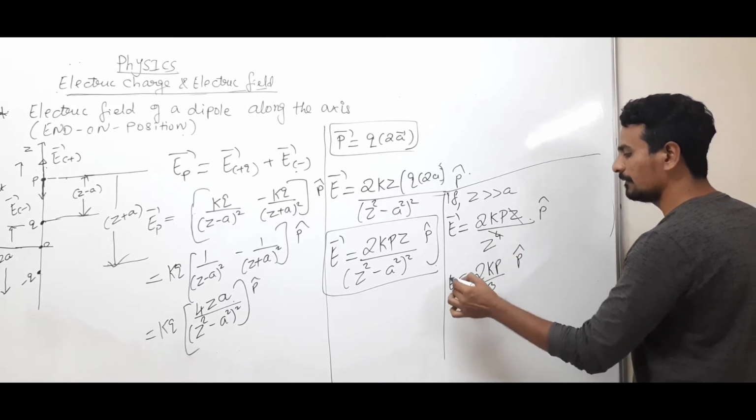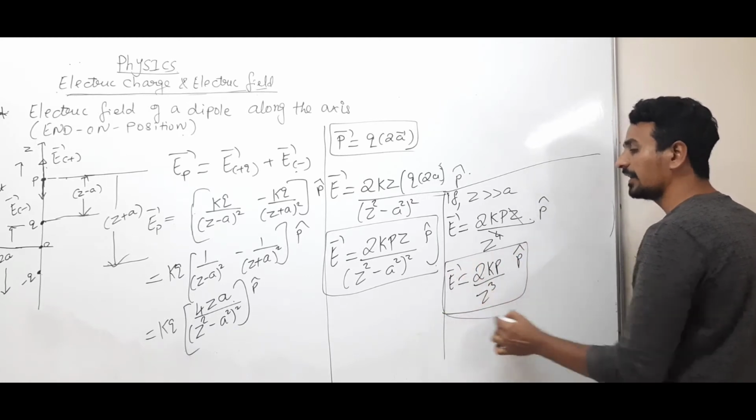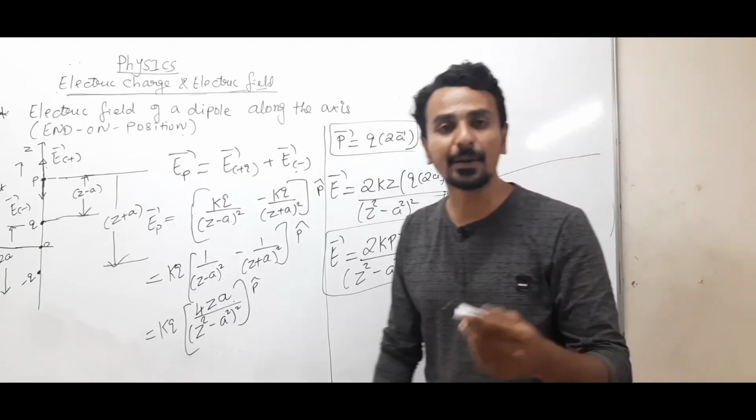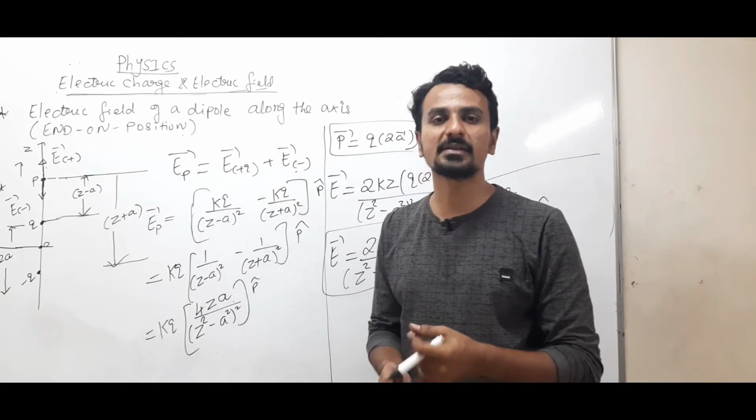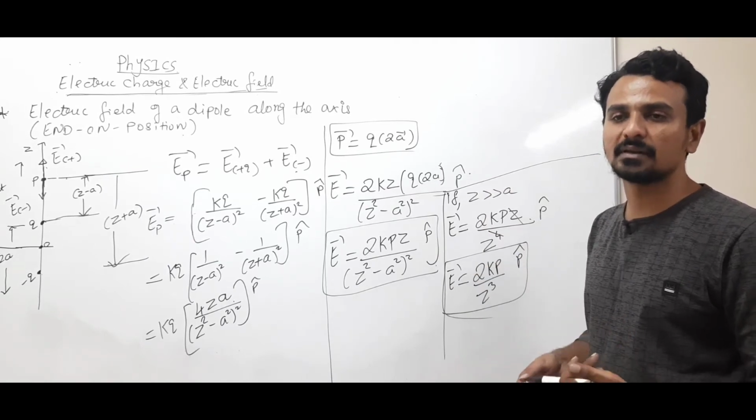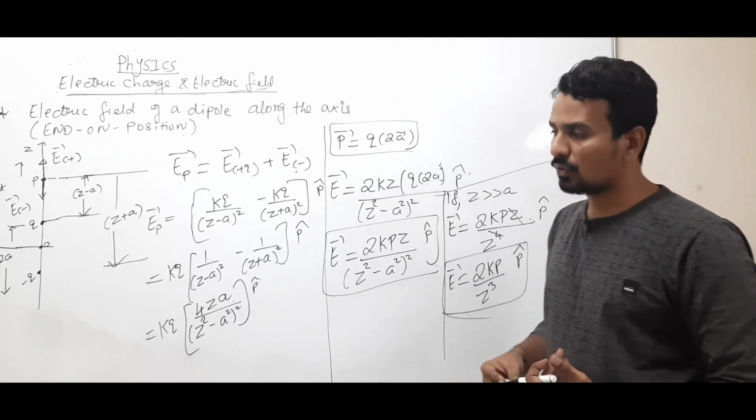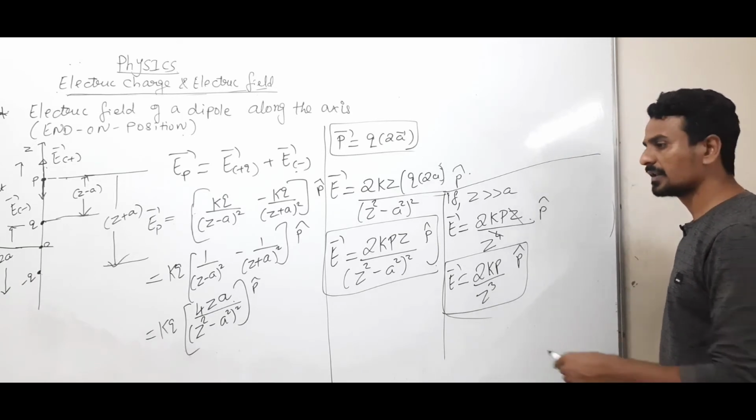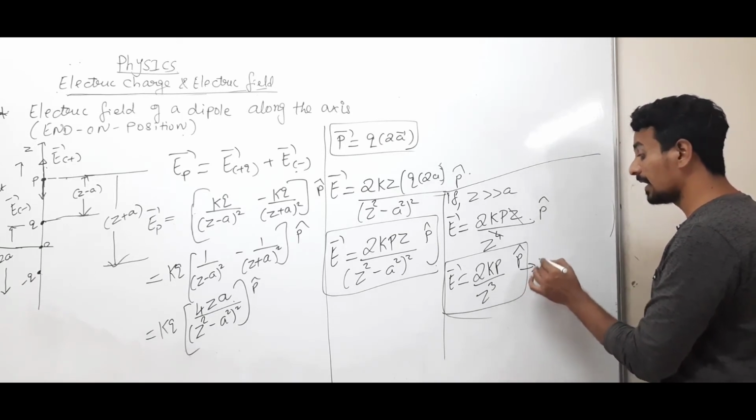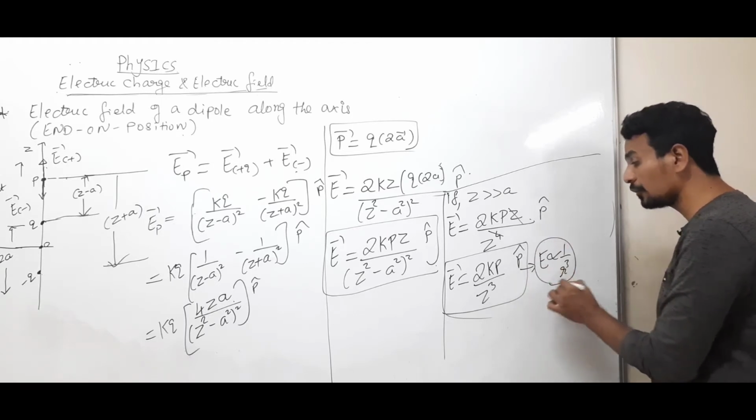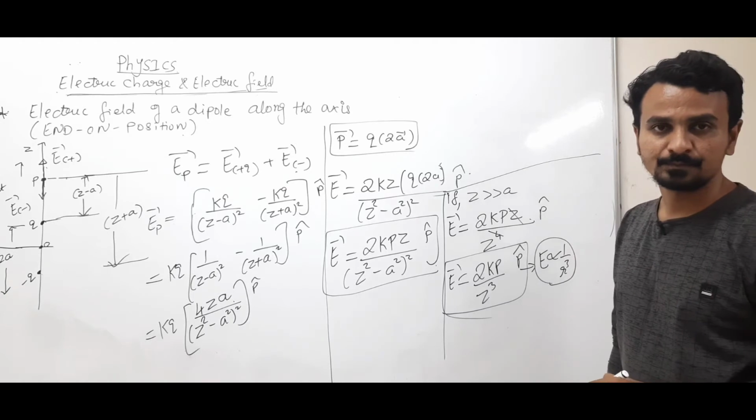Use this formula when in the question it is given that the point is very far or your dipole is a short dipole, or consider the distance to be very large. If this kind of condition is given, only then you can use this formula 2kp by z cube. Clear? So one thing is to be noted that for a dipole at far away distance, electric field varies as 1 by r cube and not as 1 by r square.